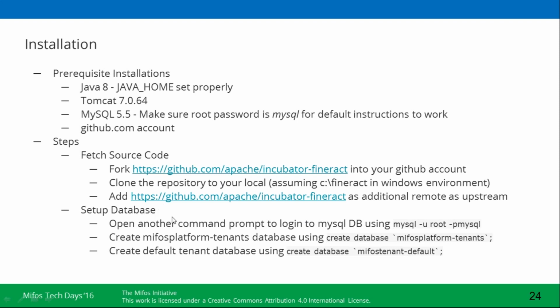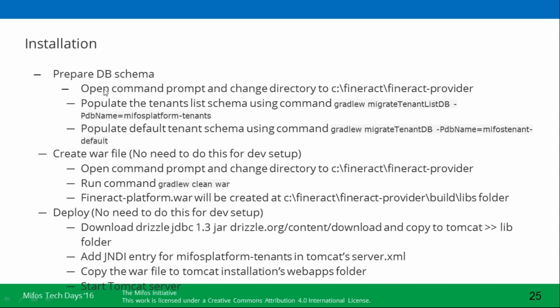Then the next step is you want to set up the database. Here, when you have installed MySQL 5.1, make sure your root password you have kept it as MySQL, so that the default instructions actually work. Okay. So you log into this and just create two databases, one by the name Mifos Platform Tenants and another by the name Mifos Tenant Default. Okay. So with these two steps, you're pretty much set. Prepare DB schema you can always skip, no need to do that. It is something to help your boot up faster, but that's not something that is important.